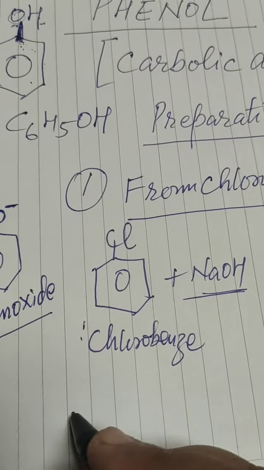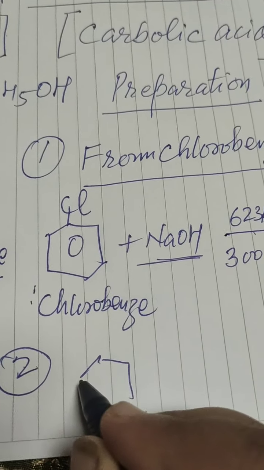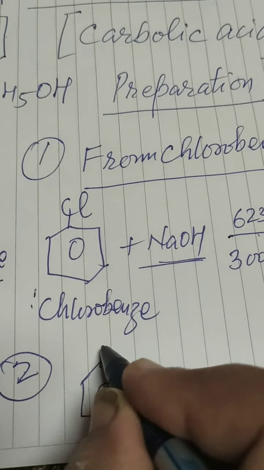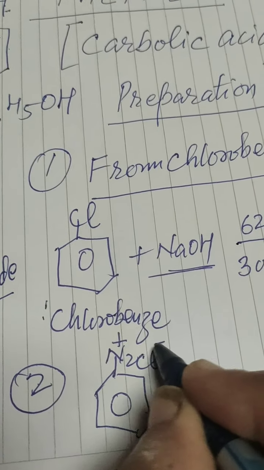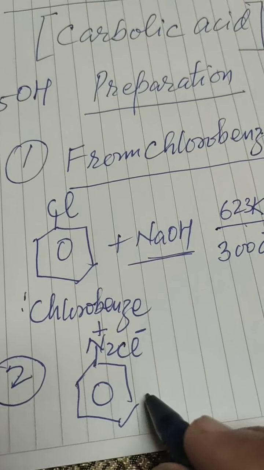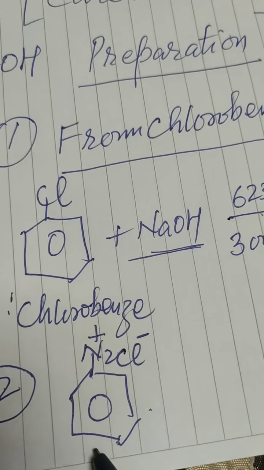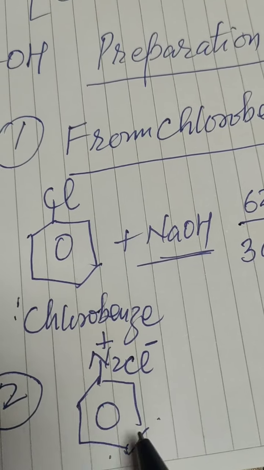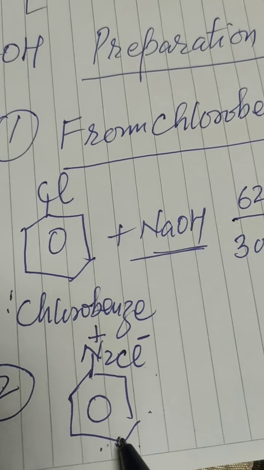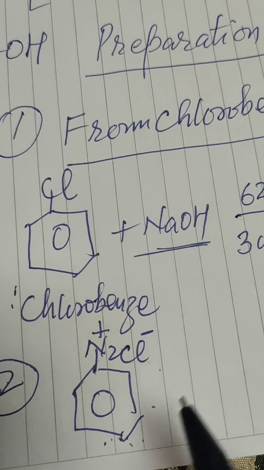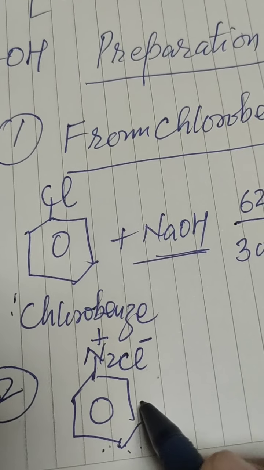The second important preparation for phenol is from benzene diazonium chloride. It is C6H5N2Cl. This is benzene diazonium chloride. Earlier we discussed this compound when we prepared benzene diazonium chloride from aniline by the process of diazotization.